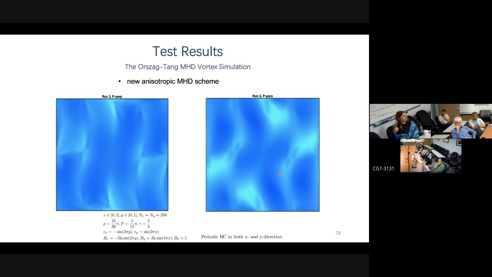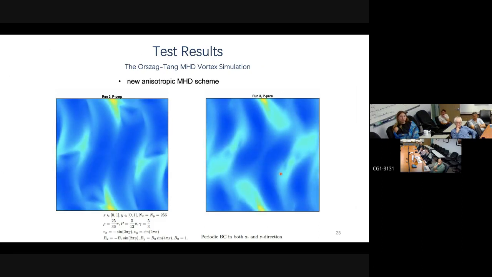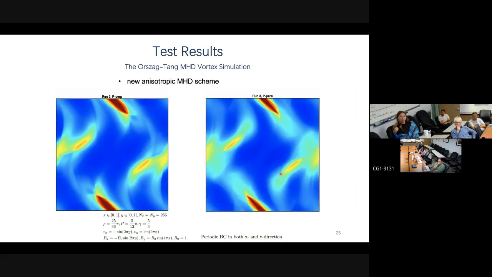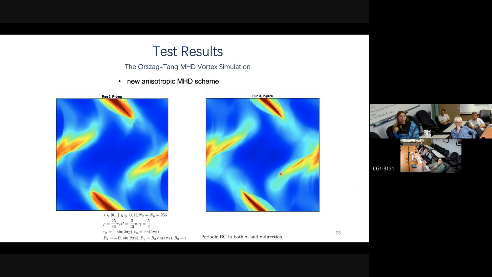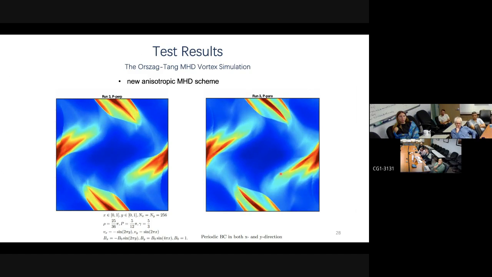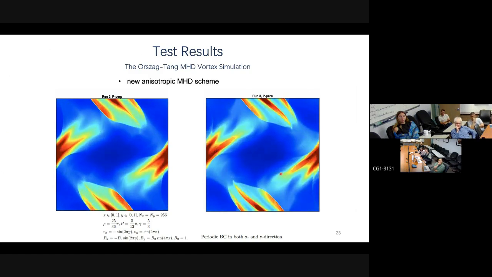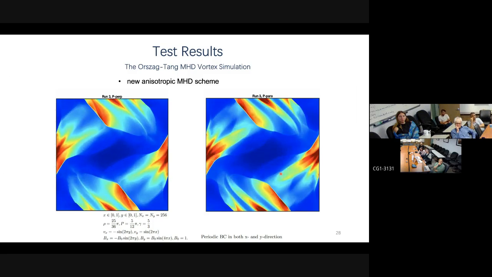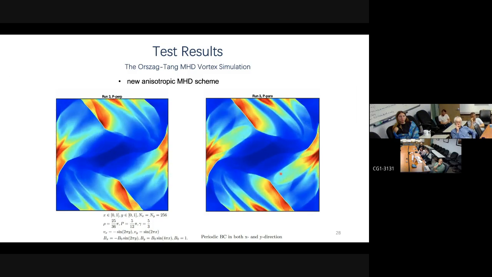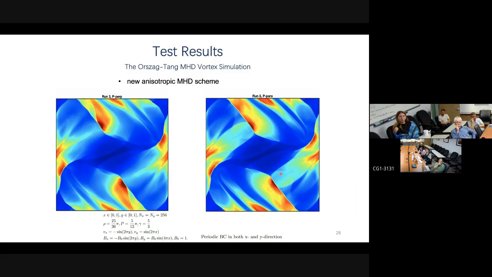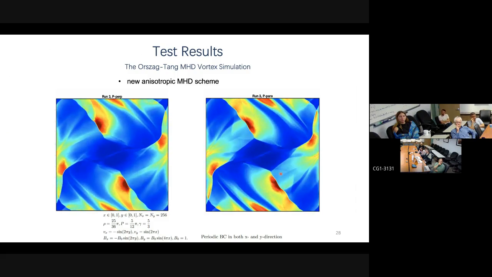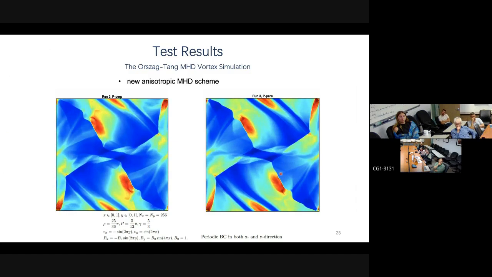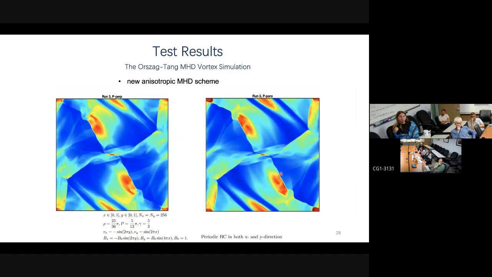And this is the Orszag-Tang problem with the new anisotropy scheme without enforcing isotropy. To the left is the perpendicular pressure, and the right is the parallel pressure in the Orszag-Tang problem. The initial state is isotropic, while the two pressure components evolve independently according to the double adiabatic theory. And we can see the new scheme can handle complicated shock interactions.